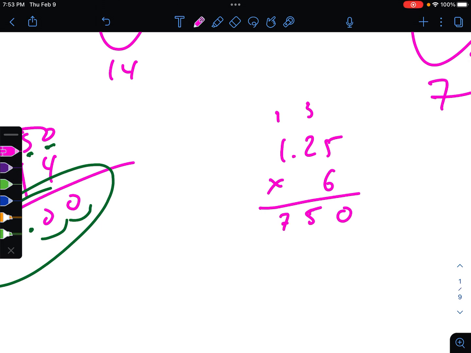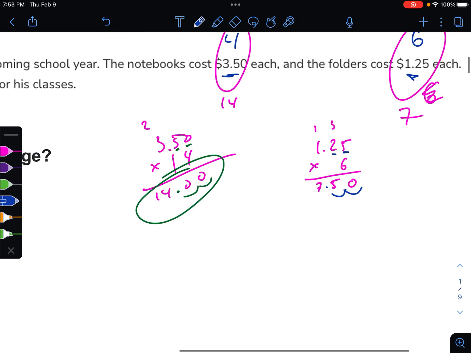And going to count the decimal places. 1, 2. So I got to go 1, 2. $7.50. Let me add those two together. So I've got 14. So I got the 50 cents because that's all alone, right? And the 7 and 14 put me about 21.